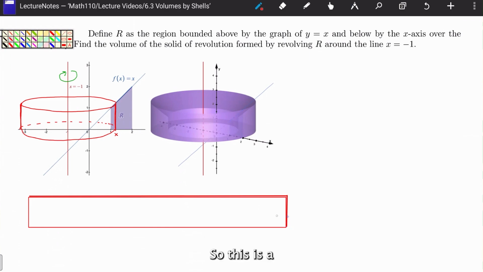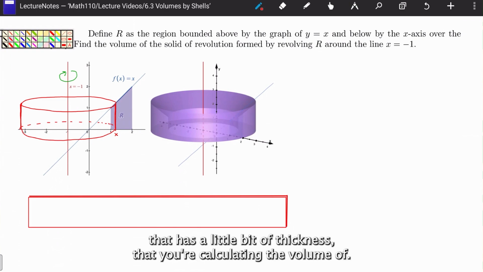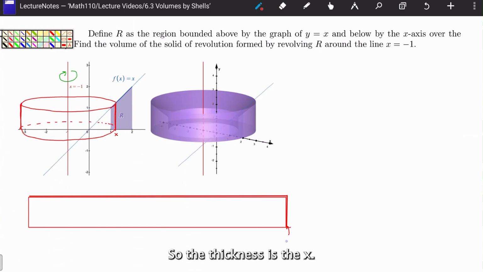So you want to think about this as being a rectangular slab that has a little bit of thickness that you're calculating the volume of. So the thickness is dx. The height of this function is f of x. And the width of the strip is going to be 2 pi times the radius.